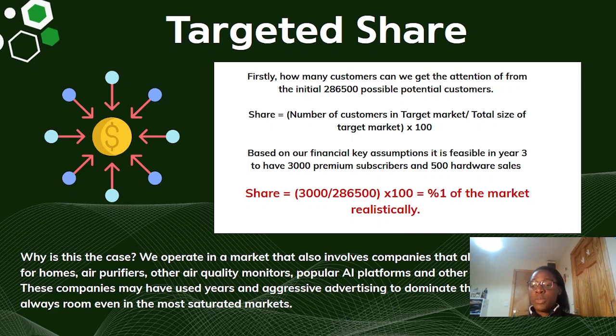And these competitors will be people, say, who run AI platforms that people can use to get information to address a similar issue, as well as hardware for homes, which would include air purifiers as well as air quality monitors. These companies have aggressively marketed themselves over the last years, and they have a significant dominance of it. But with our target customers, we still have potential in the market to realistically capture 1% of it.